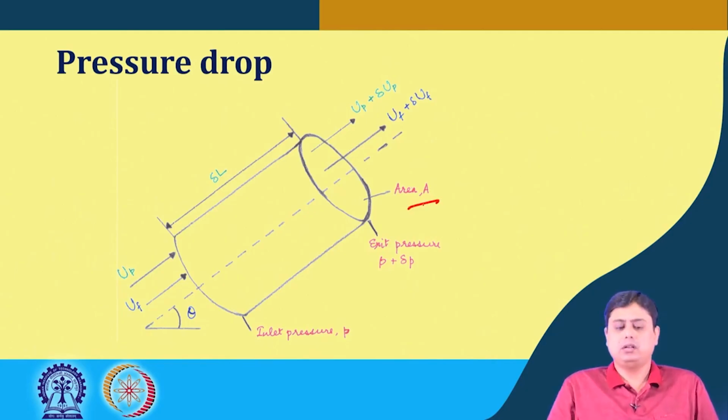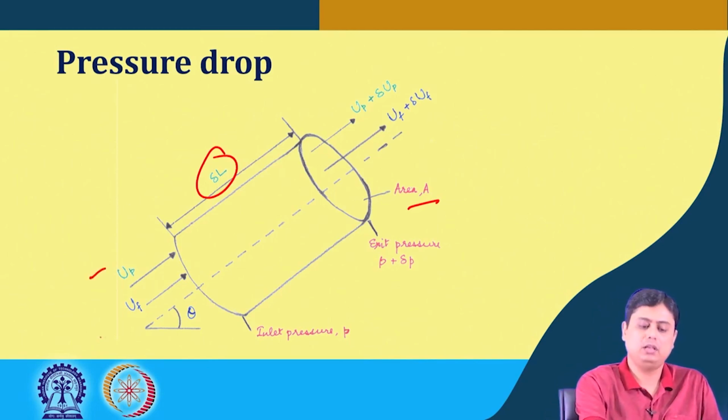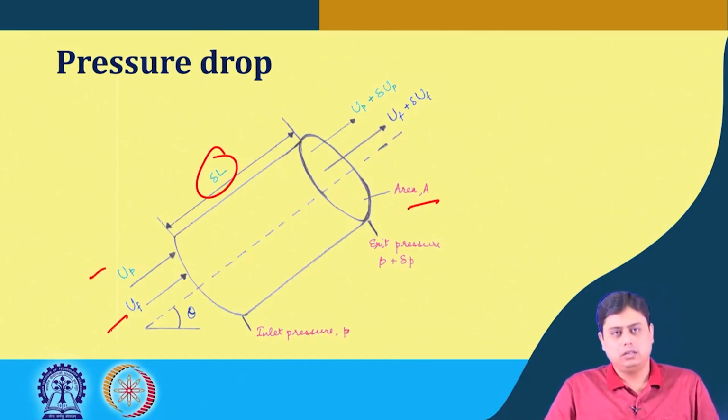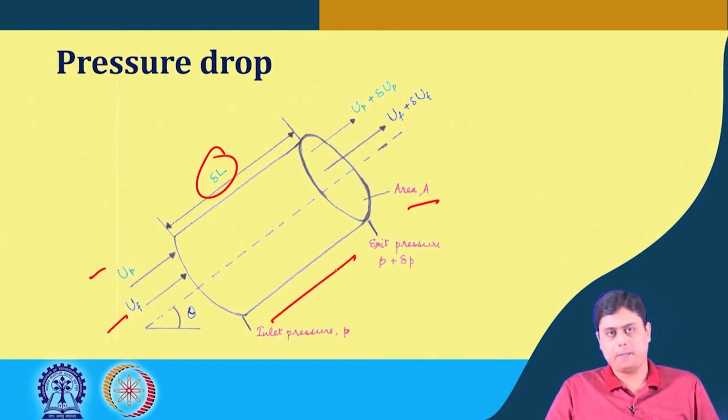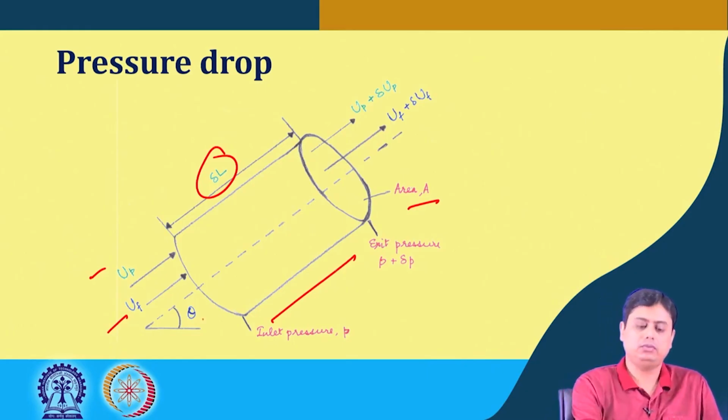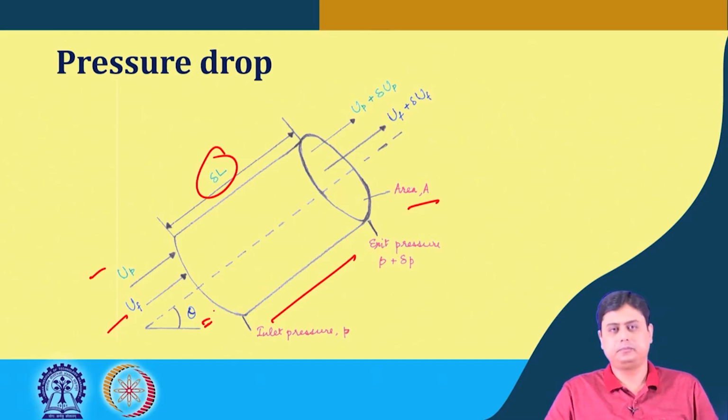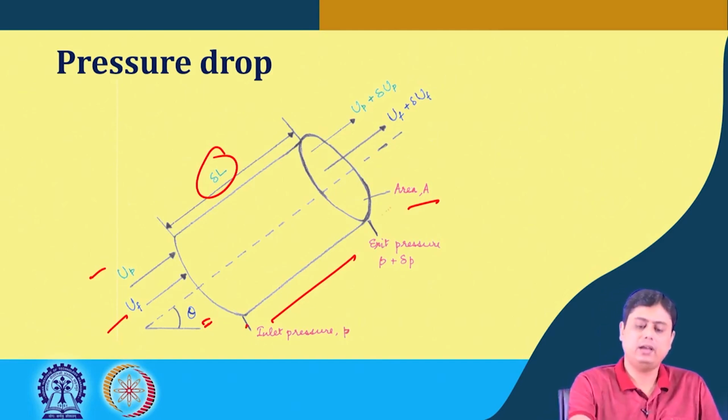We take a pipe section of length delta L. UP is the particle velocity, UF is the fluid velocity. These are the actual velocities. So, there would be the pressure difference of delta P, and this section is inclined with the horizontal plane with the angle of theta. So, we try to now write the pressure drop expression for this inlet and the outlet.